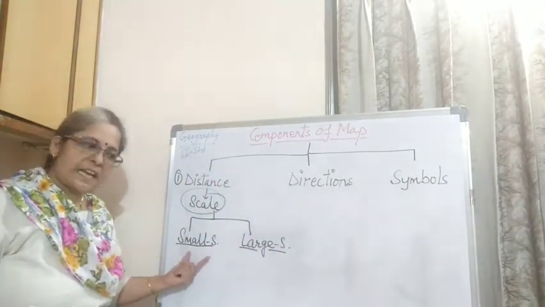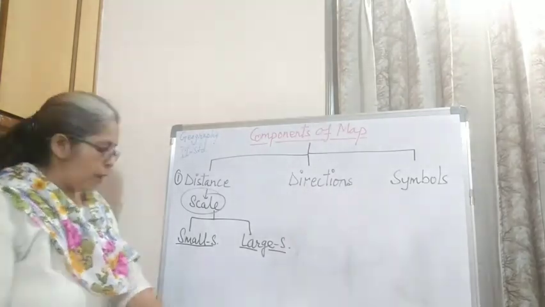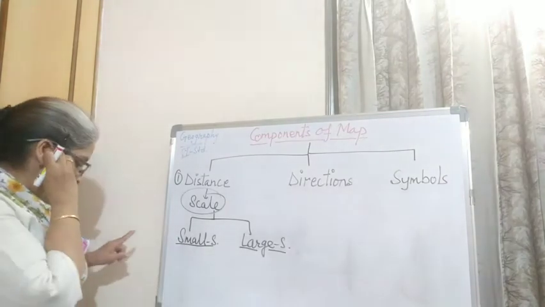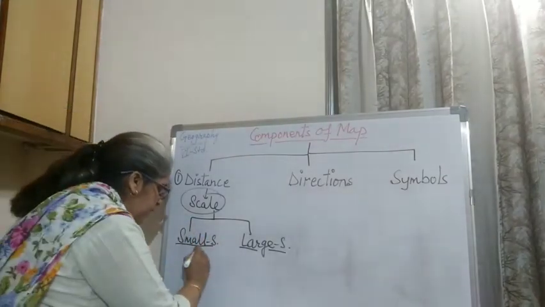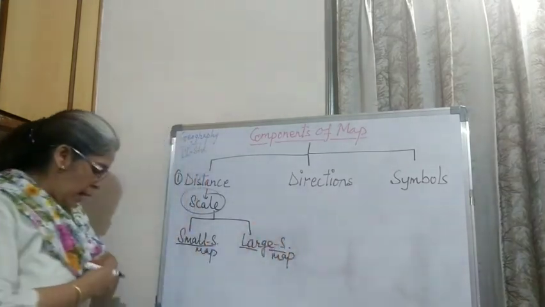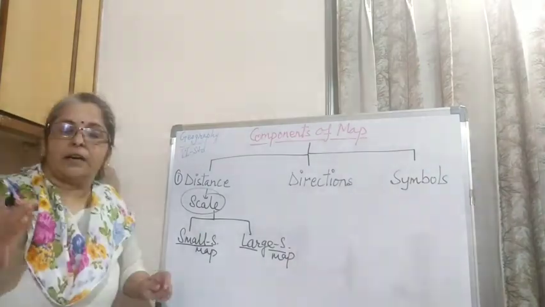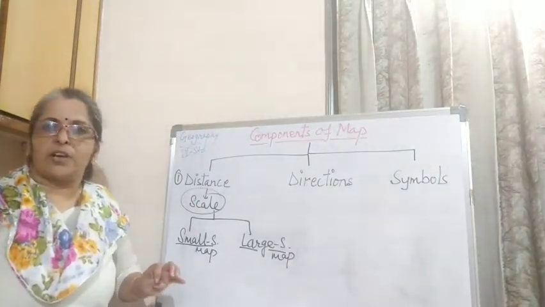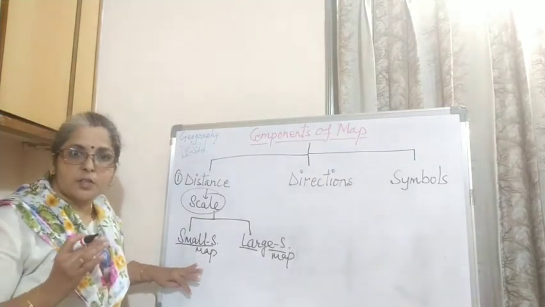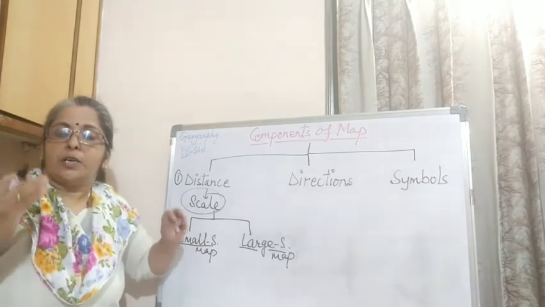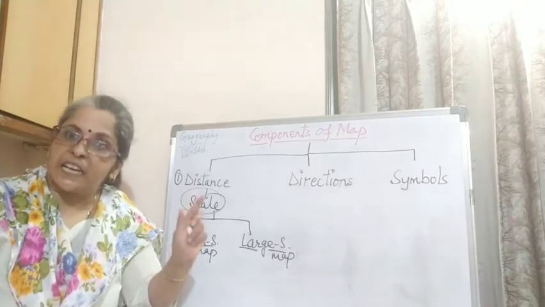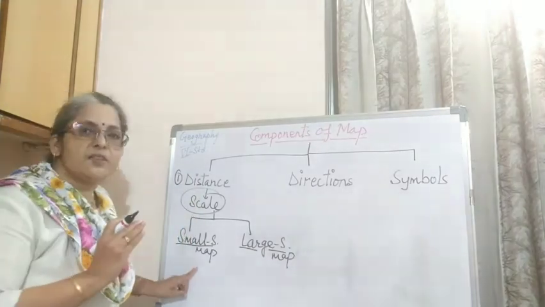We have small scale and we have large scale maps. Small scale map means, when we show the distance about the countries, continents or the states, we use a small scale. Small scale means when we show a large area on a small portion.